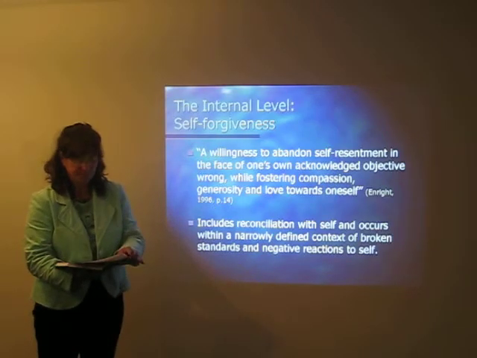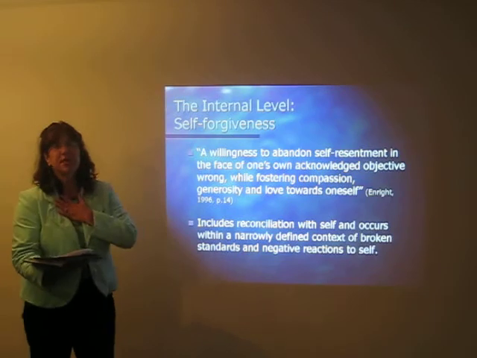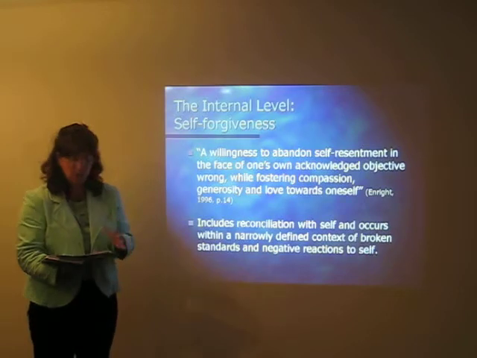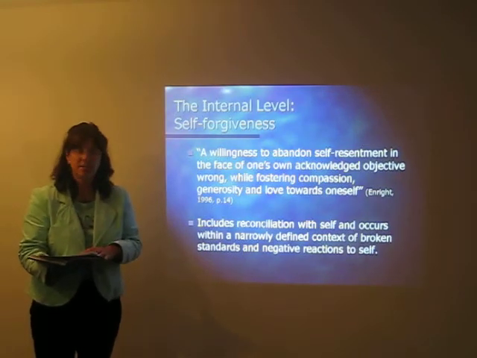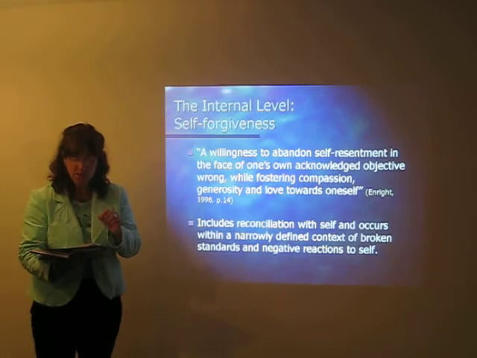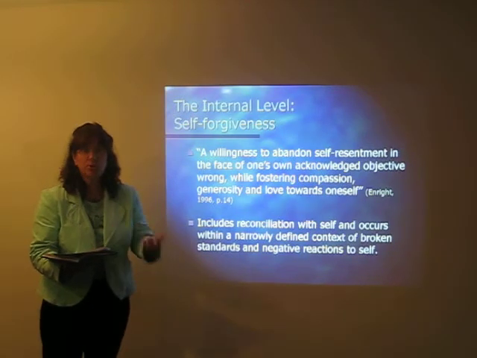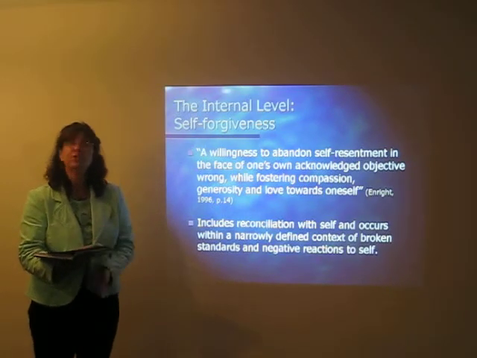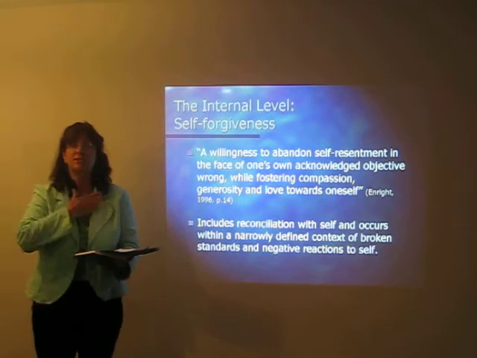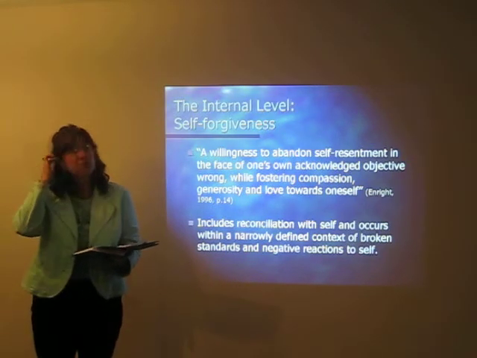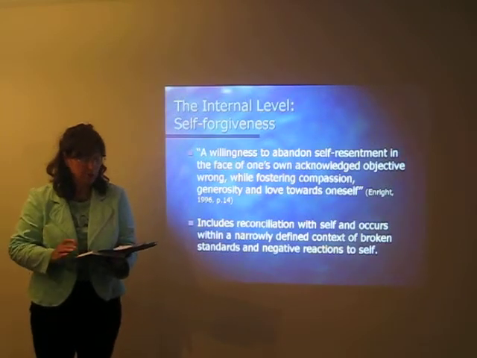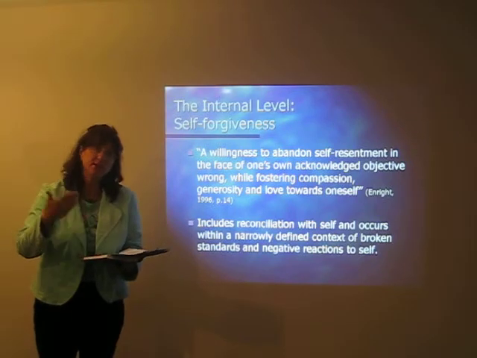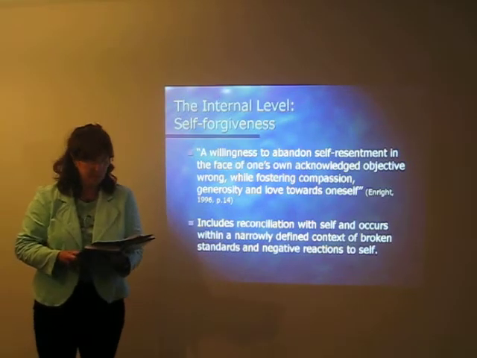Okay, next slide. The internal level: self-forgiveness. This is our third model, and some of the definitions here is a willingness to abandon self-resentment in the face of one's own acknowledged objective wrong. So a person knows they have done something wrong, and they're going to abandon their self-resentment and foster compassion and generosity and love towards themselves. And this includes a reconciliation with the self, and it occurs within this context that a person has broken their own standards and they're having negative reactions to themselves. Next slide, please.